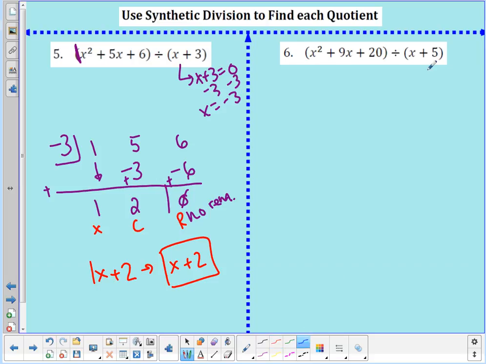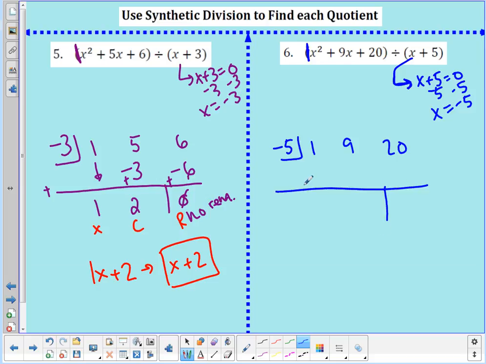So number 6, I start with that. X plus 5 equaling 0, subtract the 5. X equals negative 5. So I have negative 5 on the outside, then I list my coefficients, 1, 9, 20. Line, remainder box. First one drops down. Negative 5 times 1 is negative 5. Add them, you get 4. Negative 5 times 4 is negative 20. Add them, you get 0.